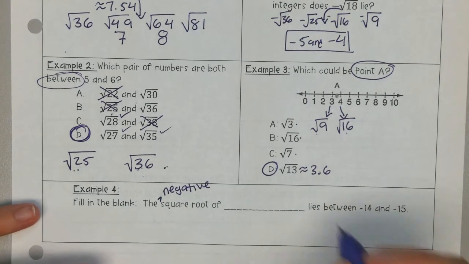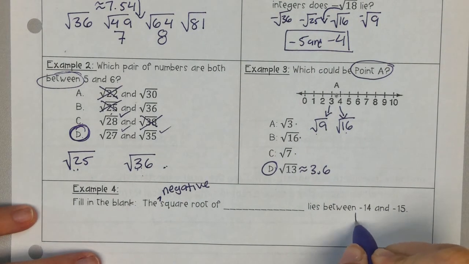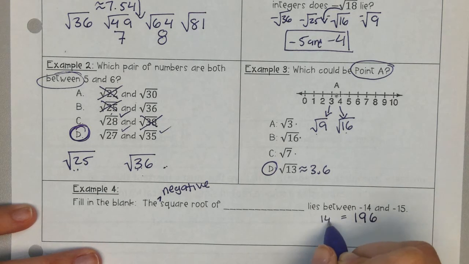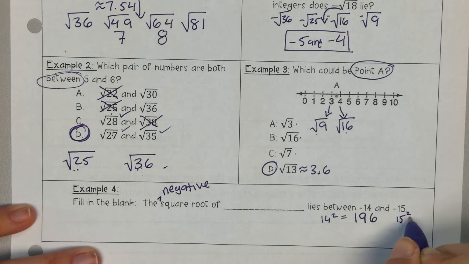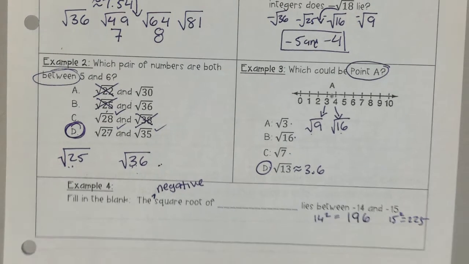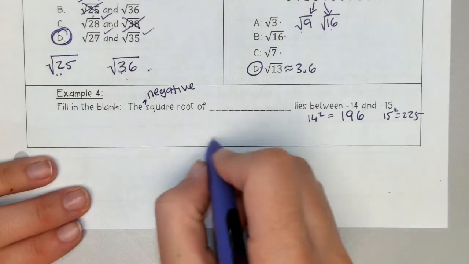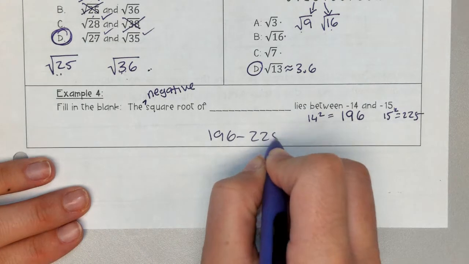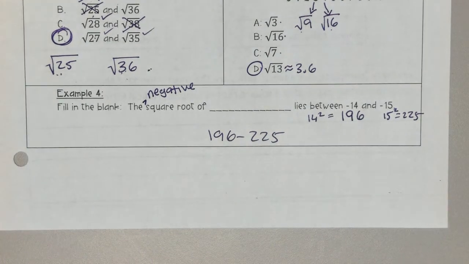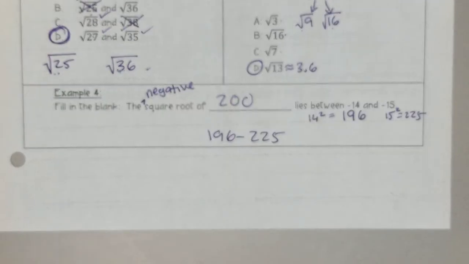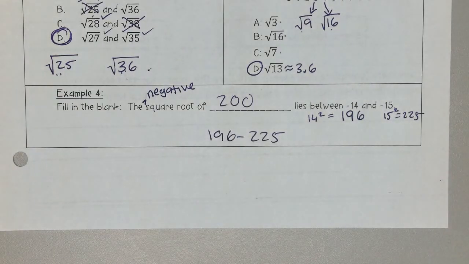What's 14 squared? What is it? 196. So this is 14 squared. And what's 15 squared? Okay. So, all I need to do is pick a number that's between 196 and 225. Someone give me a number. 200. 197. 223. Any of those numbers work.